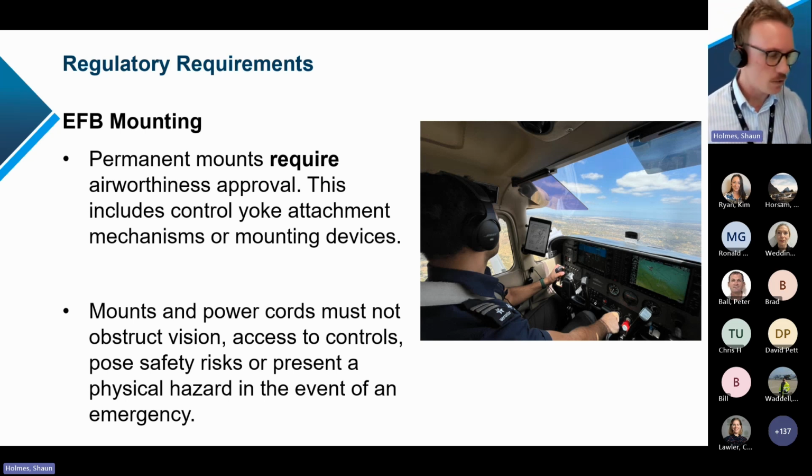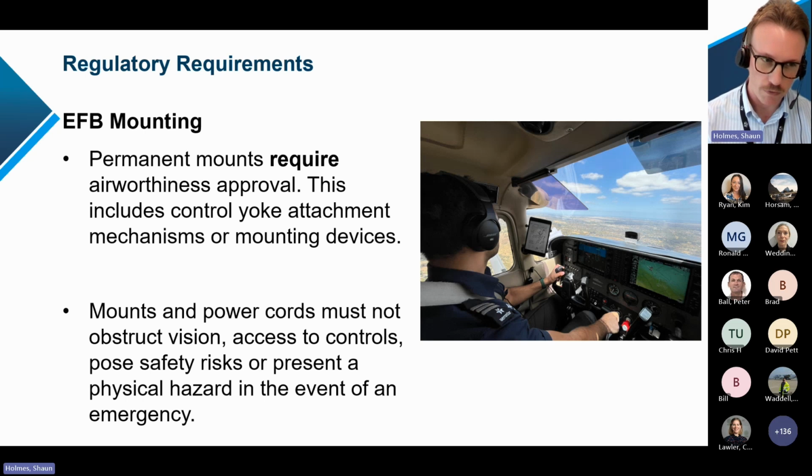It generally should not present a safety risk or a physical hazard in terms of getting in and out of the aircraft, particularly in an emergency situation, an emergency egress. We don't want to be getting tangled up in that cabling or potentially having difficulties with the mounting system. So that's something to consider when you do mount your EFB.